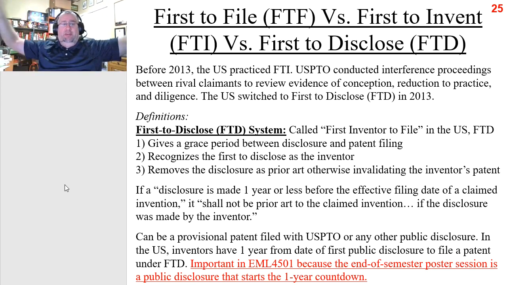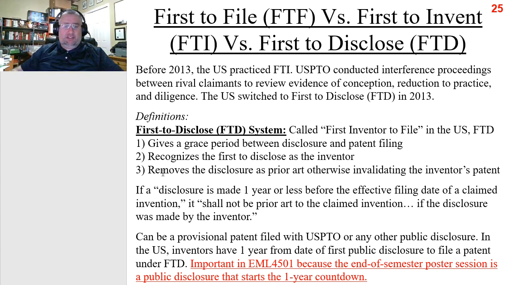Because you've just disclosed, basically put into the public domain this intellectual property. And so number three removes the disclosure as prior art, otherwise invalidating the inventor's patents. Under either of the previous systems, if you had disclosed the intellectual property before you filed the patent, your public disclosure would have invalidated your own patent. But now, under the FTD system, that initial public disclosure, provided you are the inventor who ultimately files the patent, is okay so long as you do it within a year.